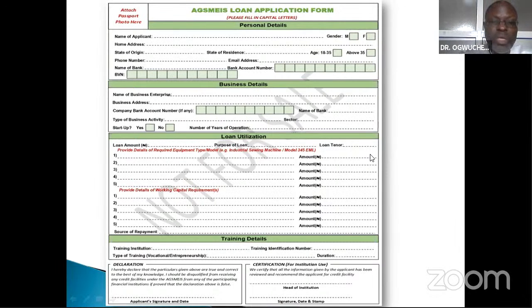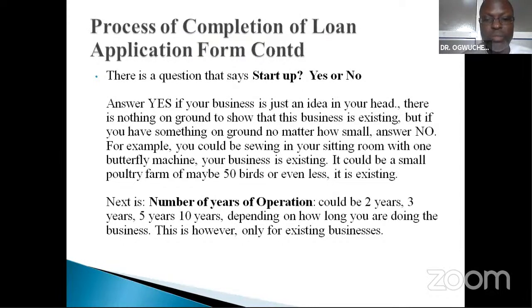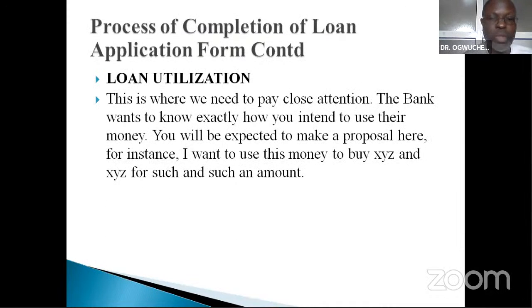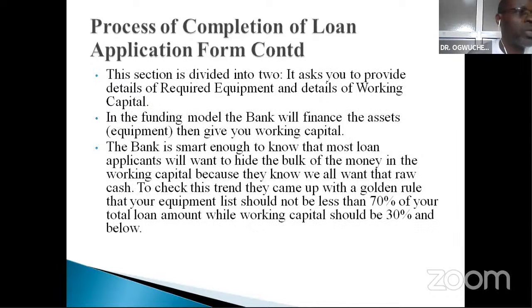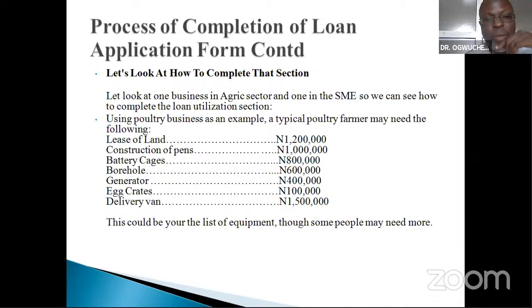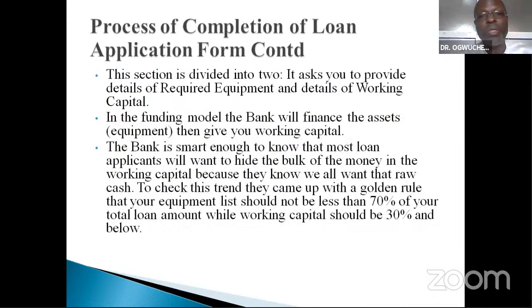All right, so for the type of equipment required, let's scroll to the front so that we look at that section and discuss that portion better. All right, so here we'll look at the completion of the loan process. This section is divided into two. It asks you to provide details of required equipment and then details of working capital. In the funding model, the bank will finance the assets, that's the equipment, and then give you working capital.